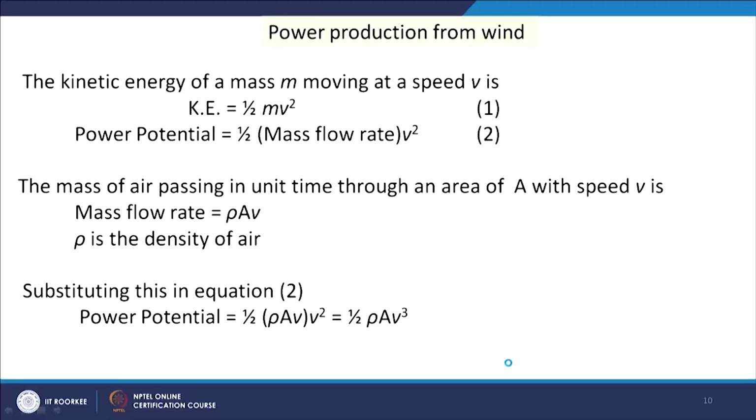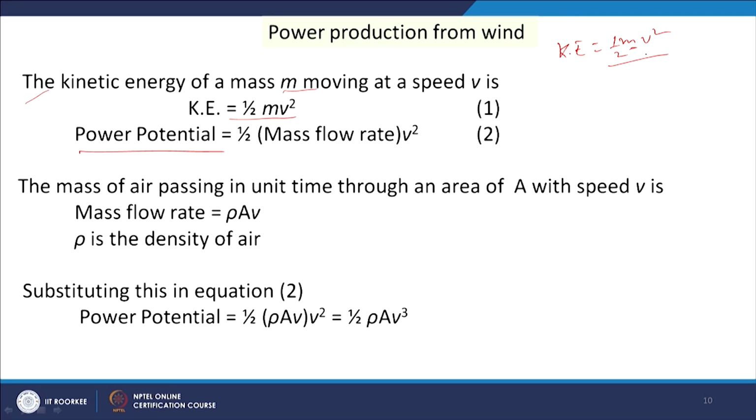Now, we will see how to calculate the power production, or power potential, of wind machines or wind. So, power production from wind. The kinetic energy of a mass m moving at a speed v is half m v square. We know that kinetic energy is equal to half into m into v square. So, what will be the power potential? The power potential will be half into mass flow rate into v square. That means this much power I can get per unit time. This is the power potential.